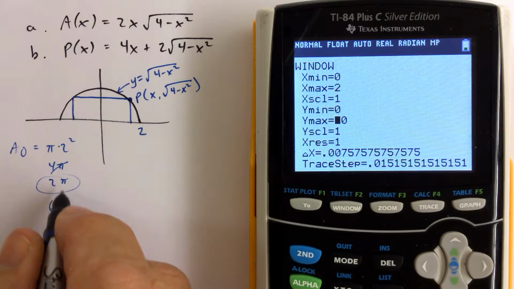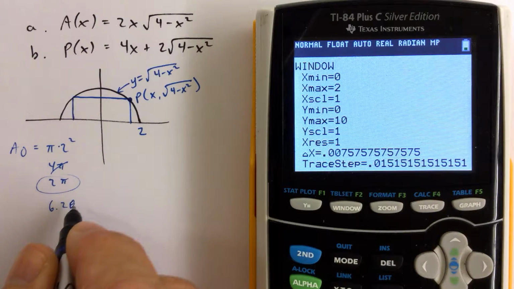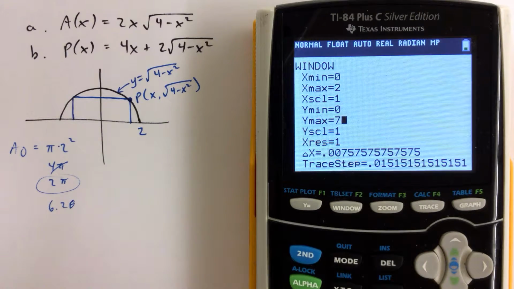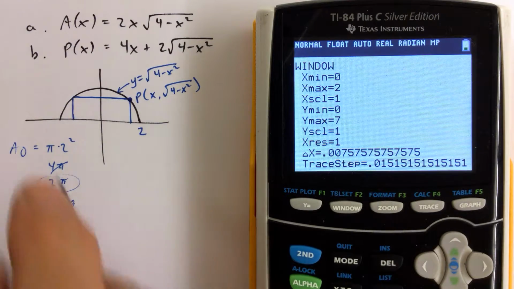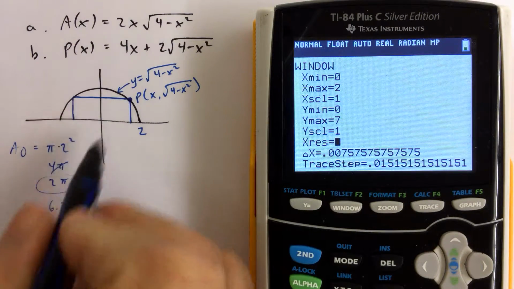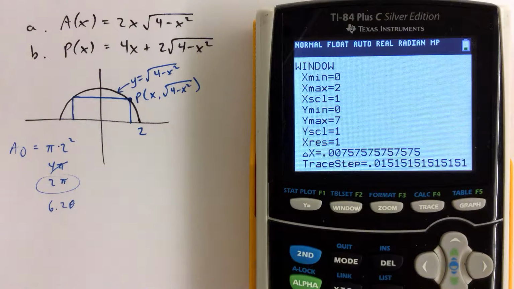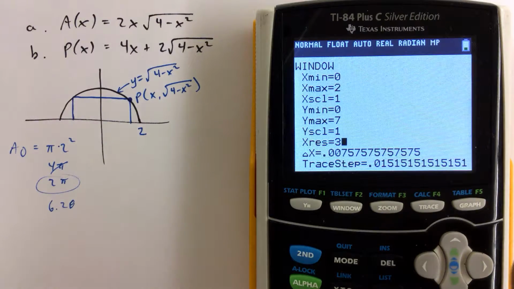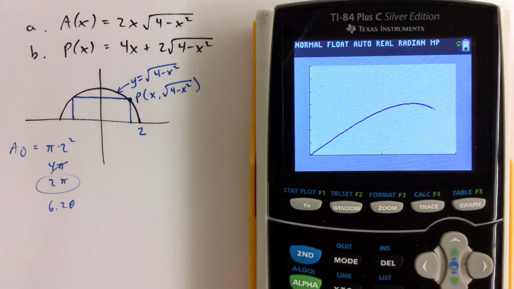So the maximum that even a semicircle of radius 2 could be would be 2 pi, which is 6.28 or so. Let's just leave it at a y max of 7, since certainly any rectangle inside of that semicircle would not have an area greater than the area of the semicircle. And let's change the x-res to 3 so it'll draw the graph faster.